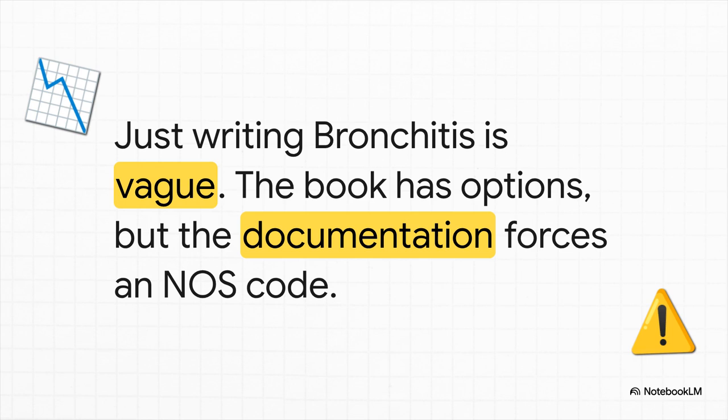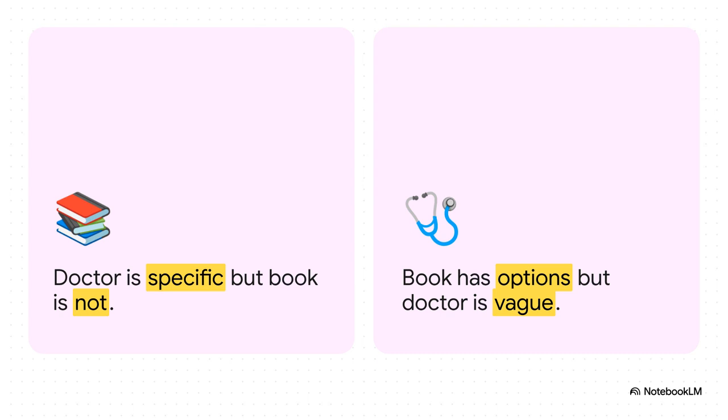Is it acute, chronic, asthmatic? The ICD-10 book actually has specific codes for all of those variations. But since the provider was vague, your hands are tied, and you have to map the diagnosis to an unspecified code. Putting them head-to-head really clears things up, right? With NEC, the doctor is super specific, but the book isn't, so you use Other Specified. With NOS, the book is loaded with options, but the doctor is being vague, so you're stuck with unspecified. If you can cement this difference in your mind, you are golden.